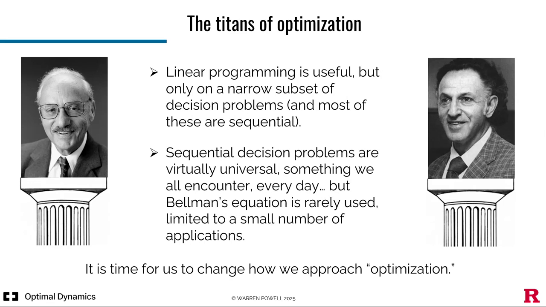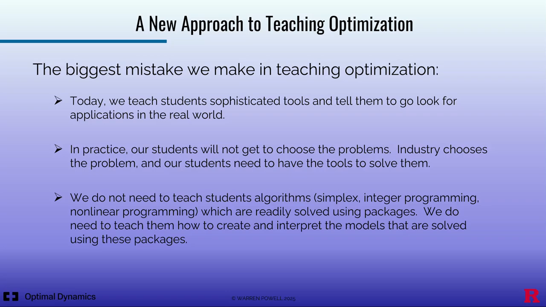But what I've found over my career is linear programming is useful, but only on a narrow subset of decision problems, and by the way, most of these are sequential. By contrast, sequential decision problems are virtually universal, something we all encounter every day. But Bellman's equation is rarely used, limited to a small number of applications. Given this, I claim it's time for us to change how we approach optimization.